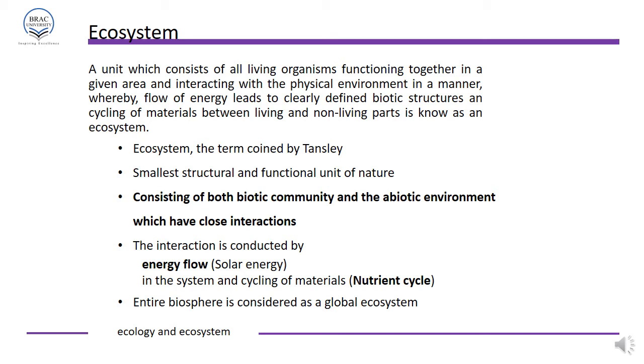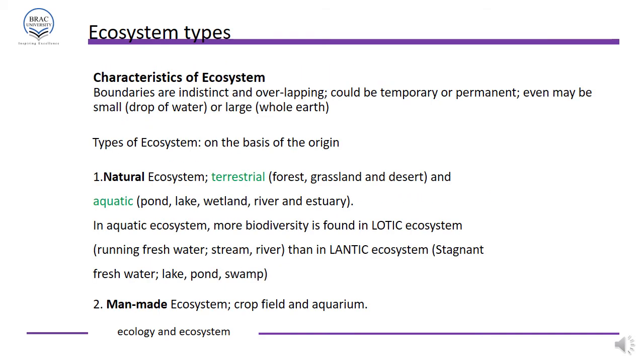It is also important to mention that there is an interaction between the physical and living world in terms of energy and nutrient cycle. The biosphere can be considered the global ecosystem. The characteristics of ecosystem: based on origin, ecosystem has two different types, the natural ecosystem and the man-made ecosystem.